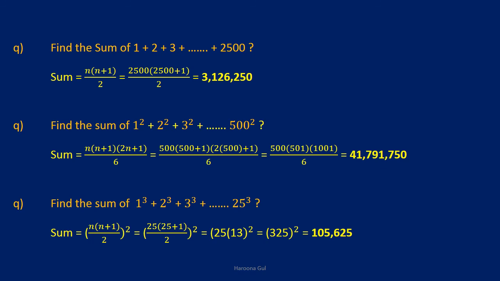Okay, our third problem says that we have to find the sum of 1 cubed, 2 cubed, 3 cubed up till 25 cubed. We have n equal to 25, and so putting the value of 25 in the formula n into n plus 1 divided by 2, the whole squared, we get 325 the whole squared, which is equal to 105,625.